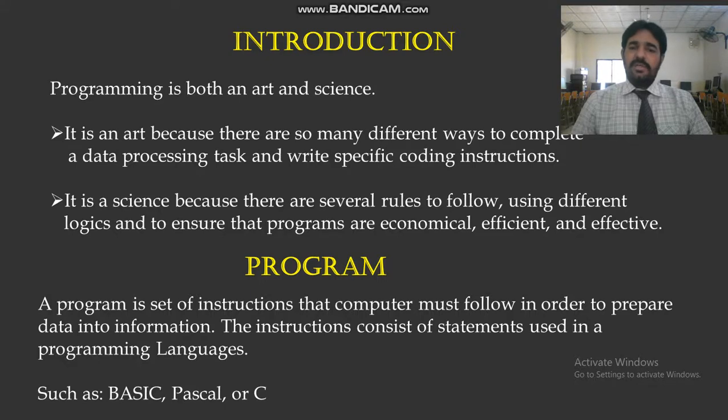A program is basically a set of instructions that a computer must follow in order to prepare data into information. First of all, we have only data that we have to convert into information. For this process there are some rules, some logics, and some proper methodologies you have to follow for programming. The instructions basically consist of statements used in a computer programming language. Several statements and rules are given, and you have to follow them to make a program. Then several languages are there. Nowadays we are using Java, Oracle, Visual Basic and many others. But in our book, Basic, Pascal and C are the basic languages discussed. So let's start.